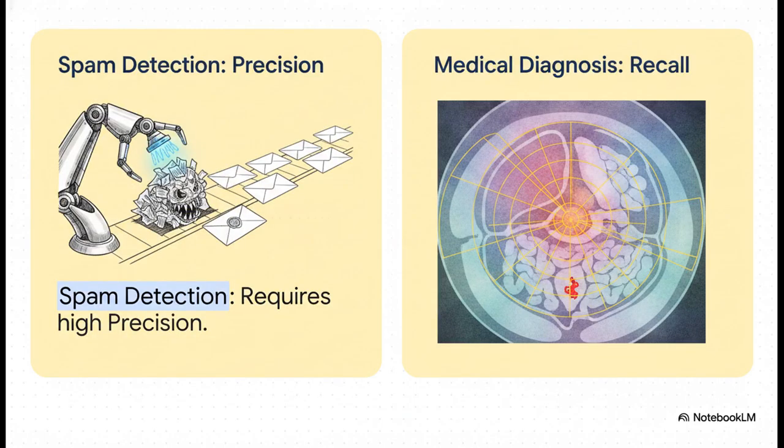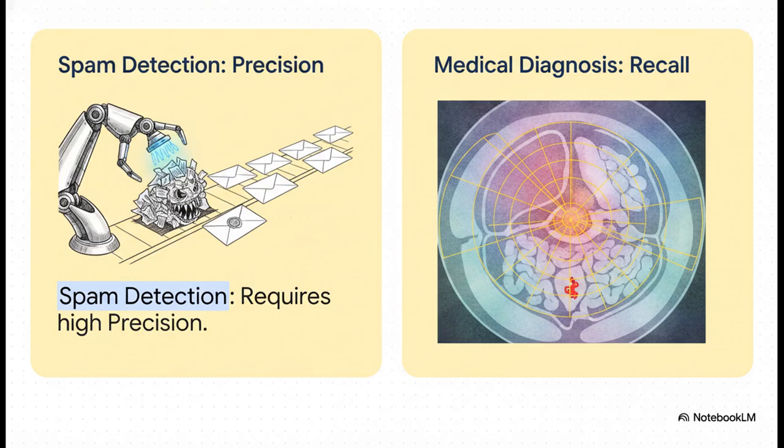And this brilliantly illustrates how those metrics apply in the real world. Take spam detection, for example. You absolutely need high precision here. You definitely don't want the AI aggressively flagging everything as spam and accidentally tossing a super crucial work email into your junk folder. But flip over to medical diagnosis.